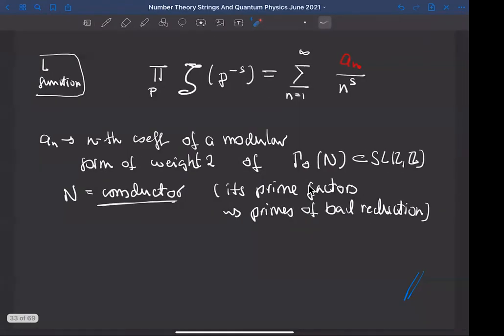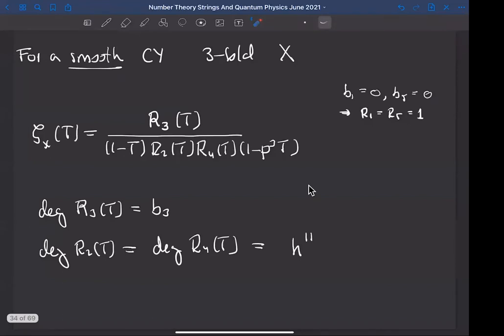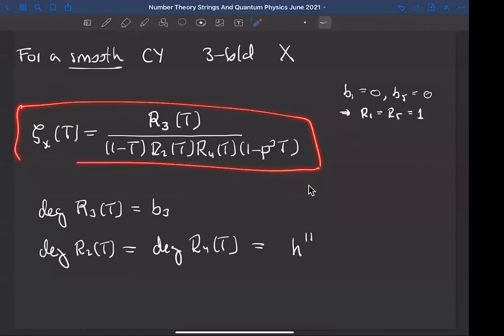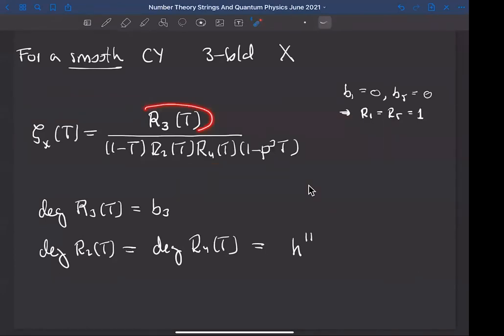Of course, what people are working on now is to see what happens with varieties of higher dimension. For example, if you have a Calabi-Yau threefold and you use the Weil conjectures to write the zeta function, you end up with a zeta function for the smooth case of this form, where R3 has degree b3, and there should be an R1 that has degree one, because b1 is zero, and also b5 is zero. So you get a one here and a one there. This one has degree b2, which is h11, and this one has degree b4, which is also h11.